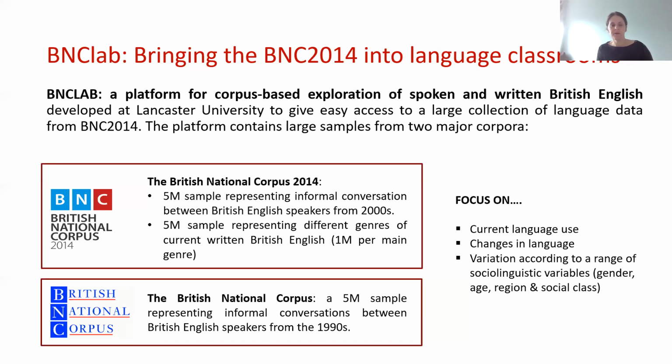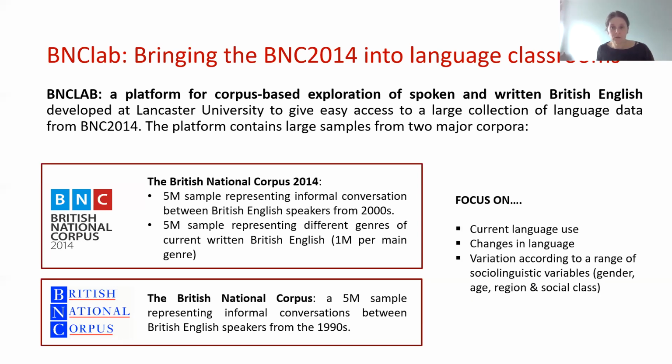And the platform, BNClab, contains 2 large samples from 2 major corpora, so not only BNC 2014. First of all, it contains 2 large samples from BNC 2014 that are balanced in terms of social characteristics of the speakers. So we have a 5 million sample representing informal conversations between British English speakers, and we have a 5 million sample representing different genres of current written British English. There's 1 million per each large genre.